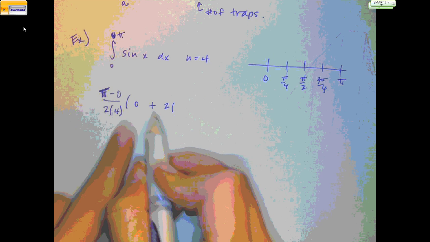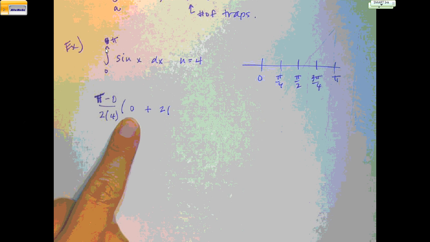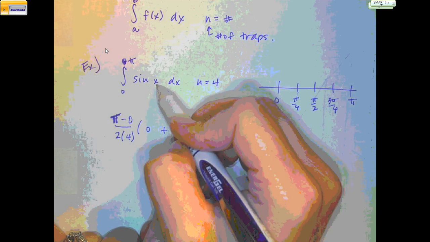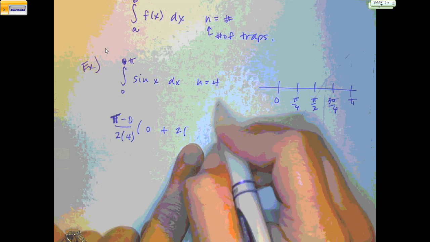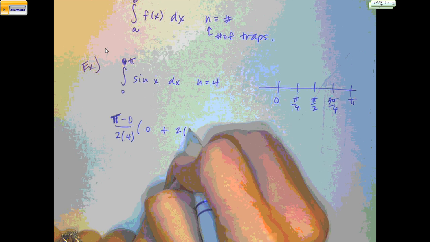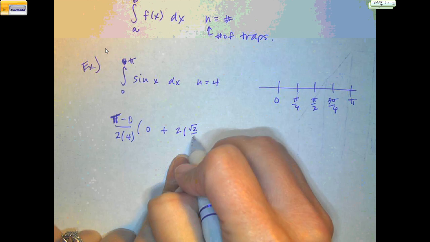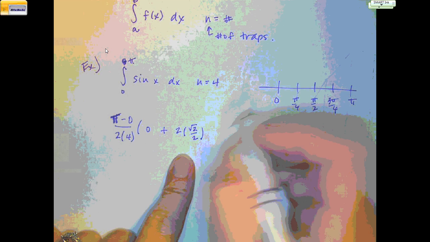So I'm going to have 0 from putting in 0, and then we say 2 times the next value. So I'm going to put in pi over 4. Sine of pi over 4, what's that? Unit circle. Radical 2 over 2. Yes. Plus 2 times, what's my next value?